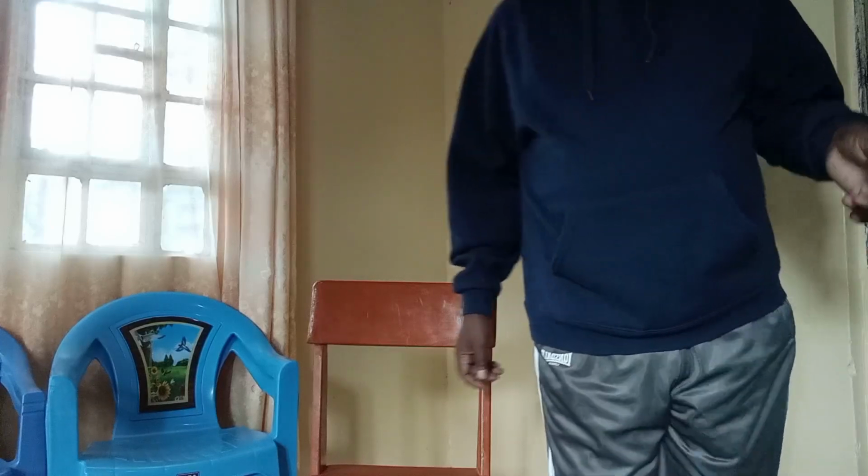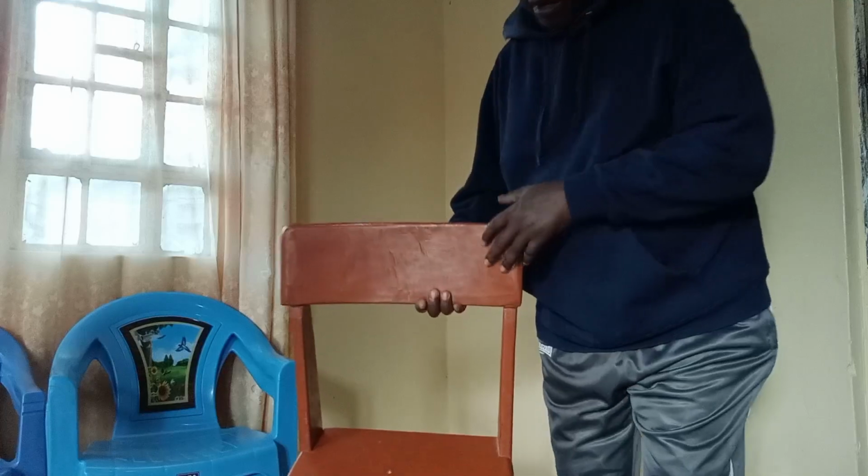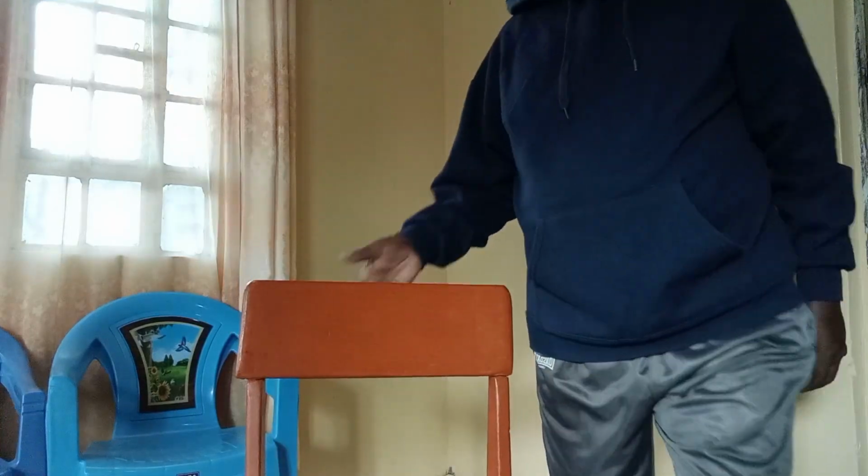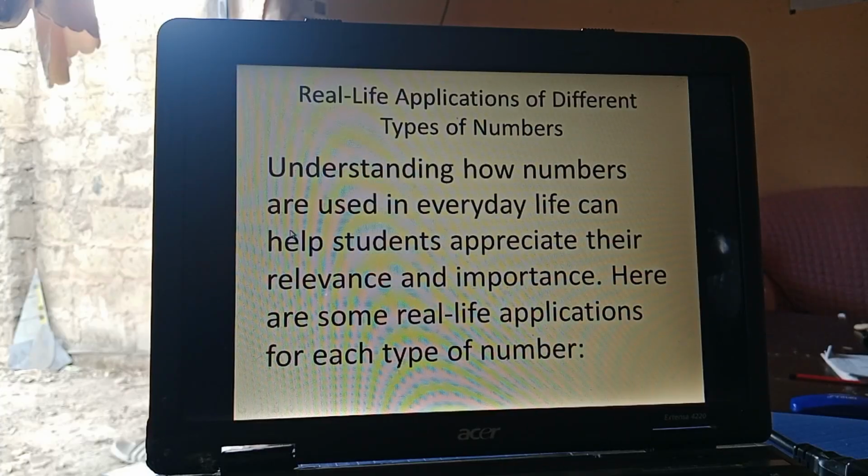So welcome. Pole sana for that interruption, and we are sure that we are going to end the lesson well. So, real application of different types of numbers. Understanding how numbers are used in everyday life can help students appreciate their relevance and importance. Here are some real-life applications for each type of number.